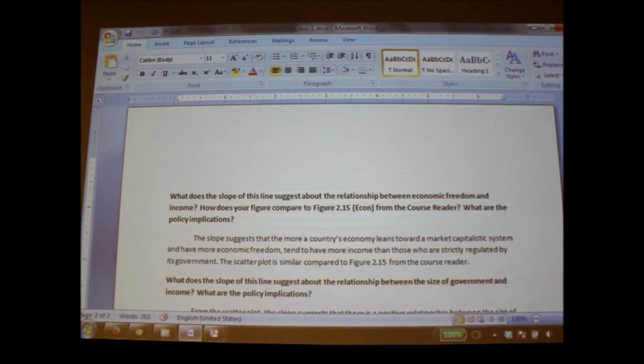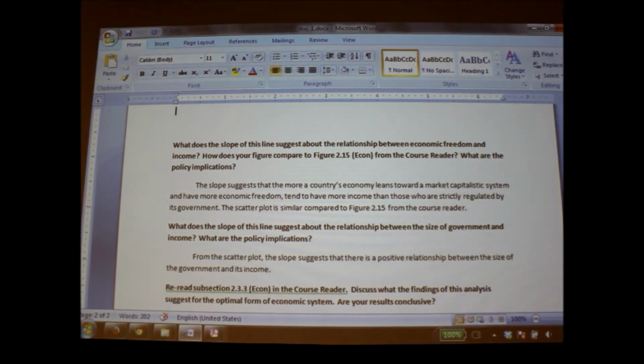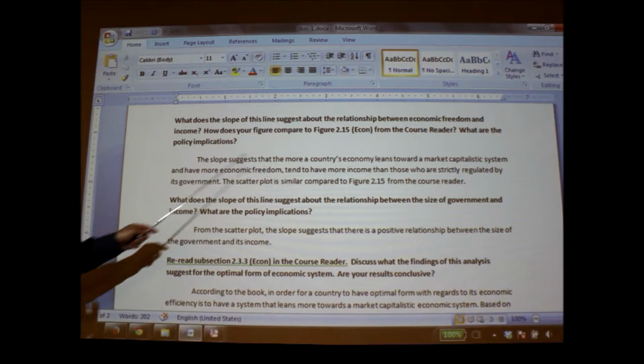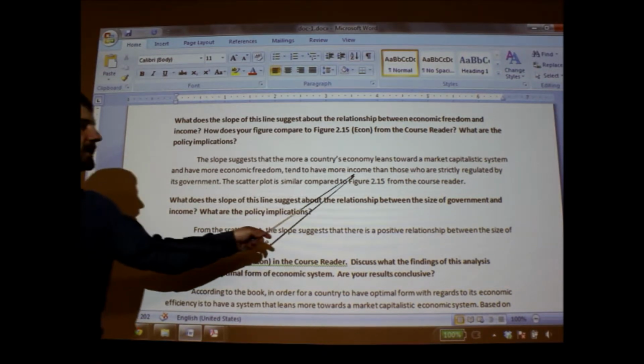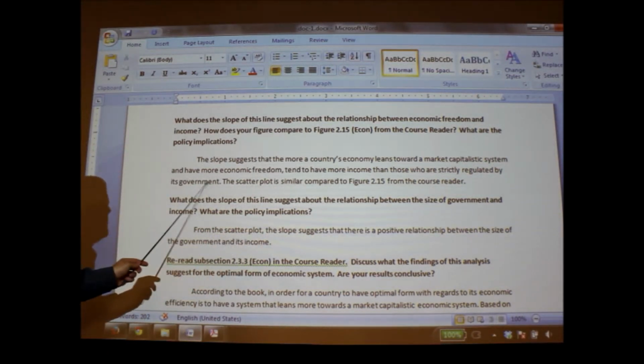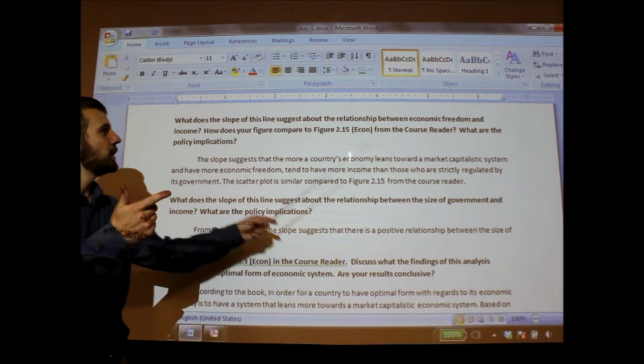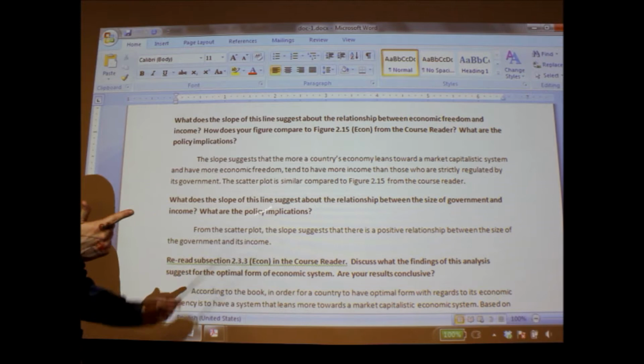But in any case, what about the questions? These are the student's answer, plus one of your answers. I'll comment on them and then tell you what I would have put. What does the slope of the line suggest about the relationship between economic freedom and income? How does your figure compare to the figure from the course reader? What are the policy implications? The slope suggests that the more a country's economy leans towards a market capitalist system, it tends to have more income. Okay, good. The scatter plot is similar to that in figure 2.15. Okay, good. He, or she, didn't talk about the policy implications.